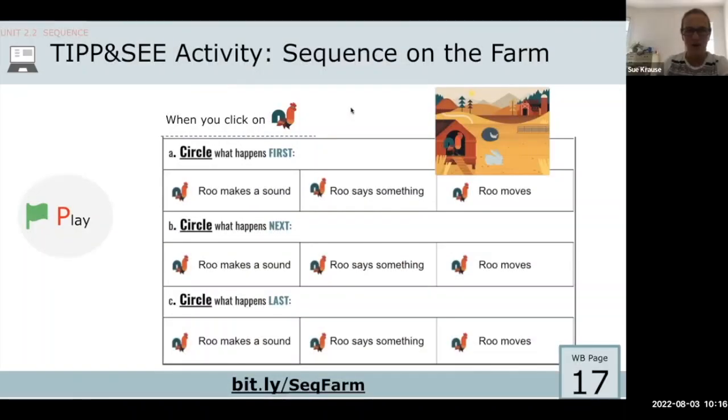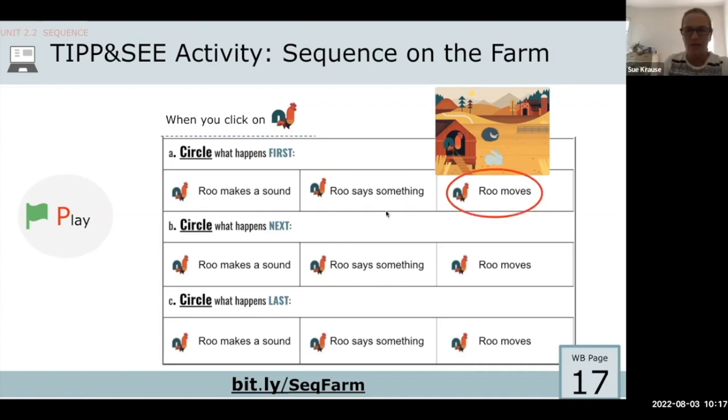Here we have our sheets. So you would have the kids come back together and we would talk about what it was. So the circle, what happened first? So when you clicked on Rue, what happened first? Did he make a sound? Did he say something or did he move? Moves. He moves. Exactly.